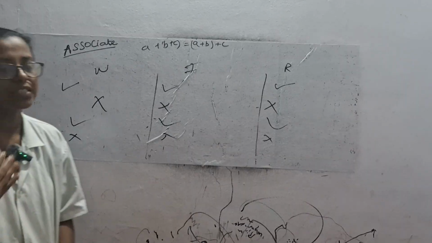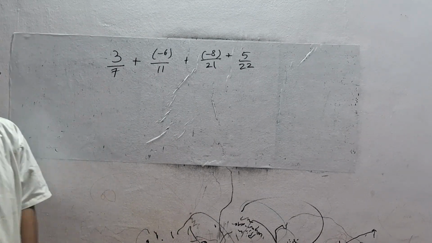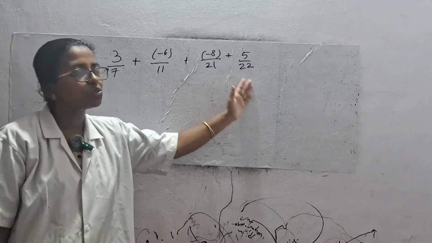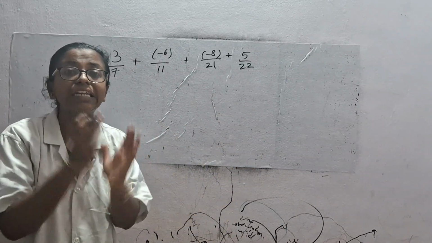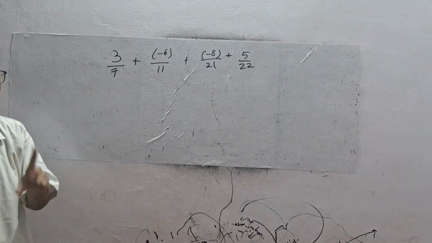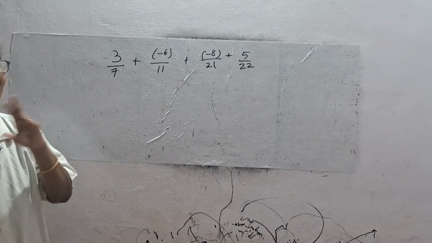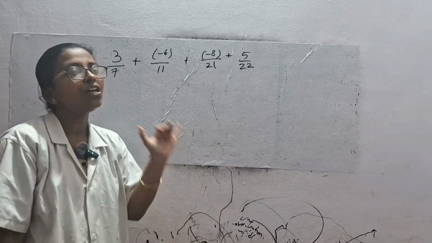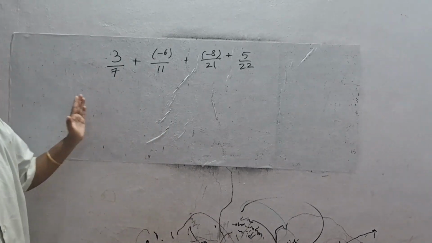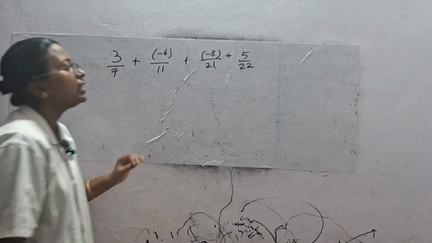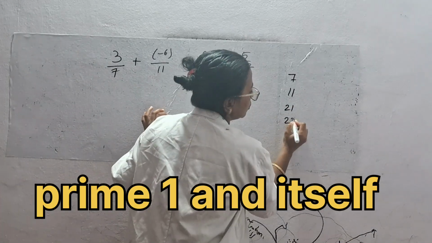Now we are going to discuss the problems. To simplify these calculations, the denominators are all different. We have to make the denominators equal. We can do these calculations in two methods. One is the normal LCM method, another is using the properties. Now first we are going to solve by the LCM method. We have four numbers. What are they? 7, 11, 21, 22.